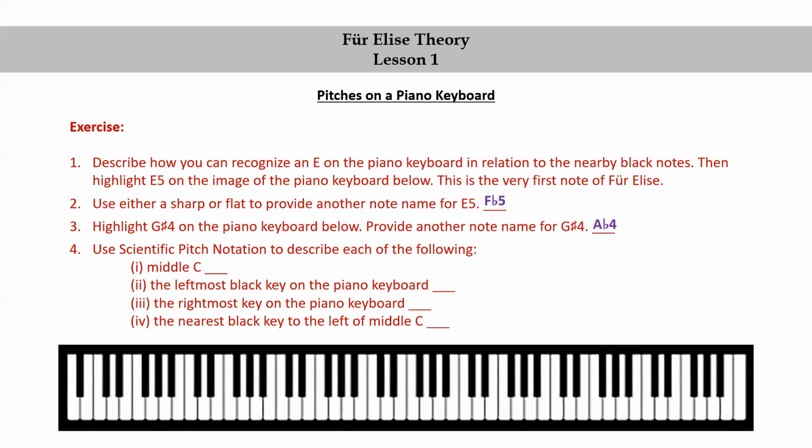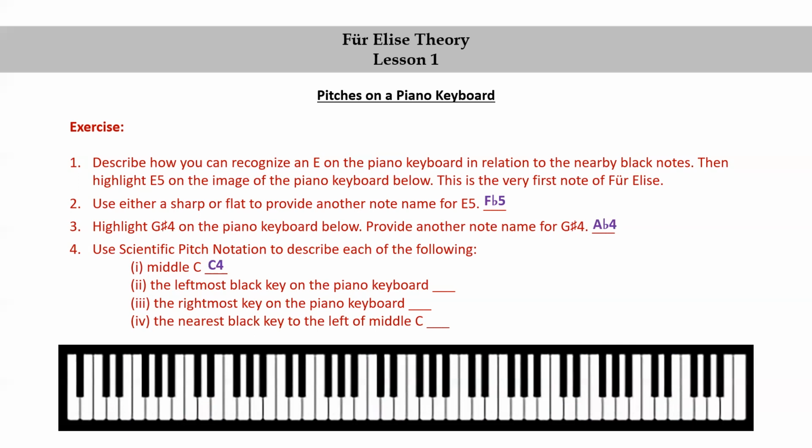Next, use scientific pitch notation to describe each of the following. Middle C. Okay, here are all the C's going from C1 through C8. Middle C is C4. There it is highlighted in red.